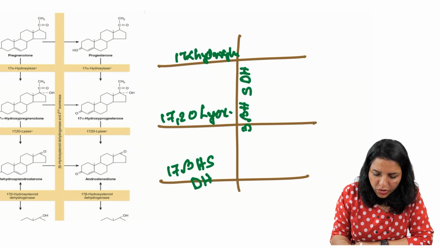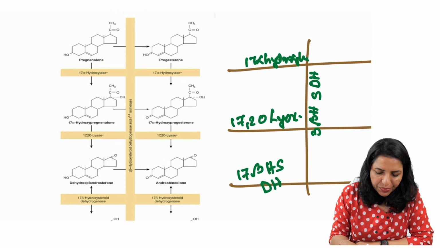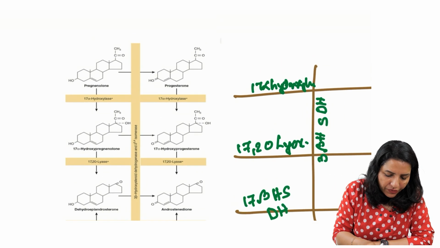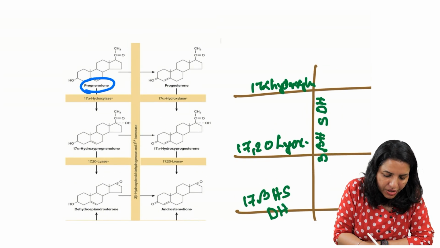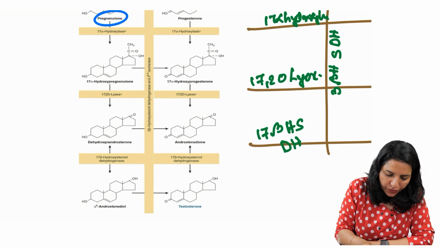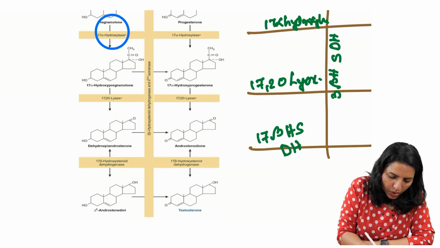Once you have drawn this, what you have to keep is the pregnenolone. We have seen that pregnenolone, you have to keep it here, which is the mother of all steroid hormones. So once you keep the pregnenolone here, it can go in different ways. Either it can go down like this.